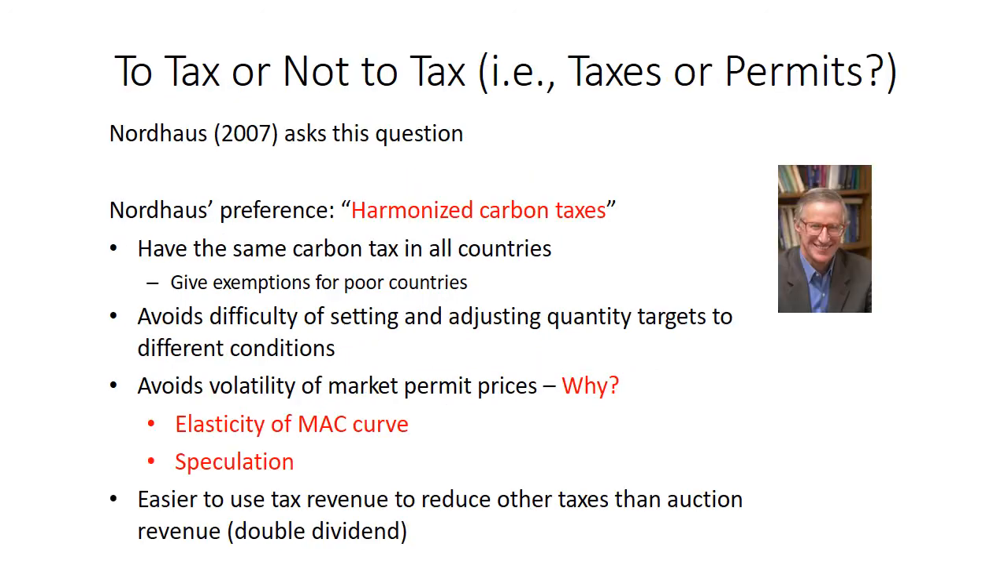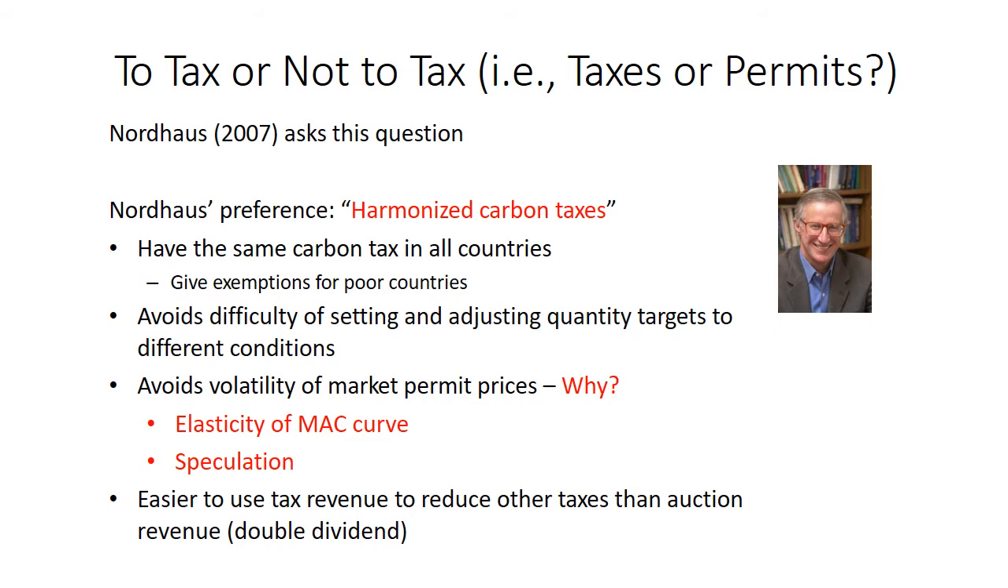So again, we're going to be back to tax or not to tax. We're going to be back to taxes as the most efficient mechanism for addressing global emissions. In 2007, Nordhaus, of course, asked this question. Nordhaus preferred harmonized carbon taxes, meaning harmonized across all countries in the world. So this would be the same carbon tax in all countries. We'd give exemptions to poor countries. It avoids the difficulty of setting and adjusting quantity targets to different conditions. It'd be very difficult to set quantities for every country and then to monitor their emissions output and make sure that they're adhering to their quantities.